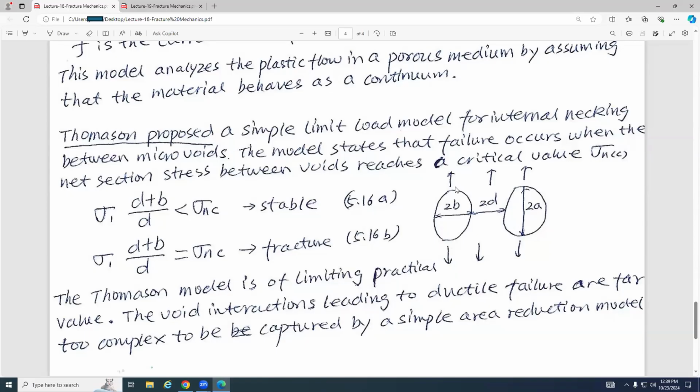So the Thomason model is of limited practical value and ignores the interactions leading to ductile fracture, which are far too complex to be captured by a simple area reduction model. Now I just tell you this is a model, but it is not commonly used. Questions so far? There are several models. Trust me, guys, I will not ask you to use the models to do things, right? But you should know that.